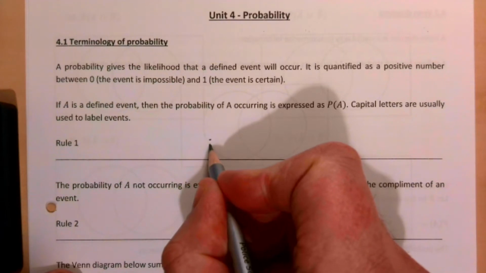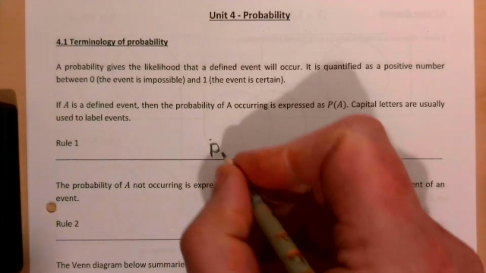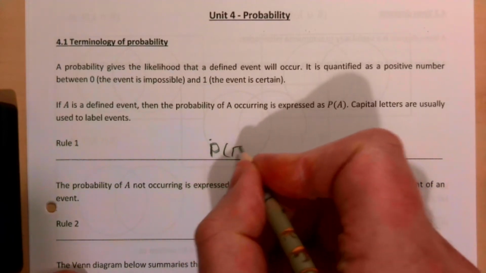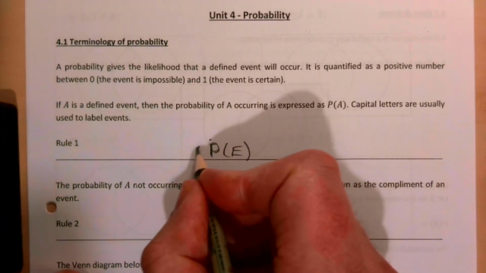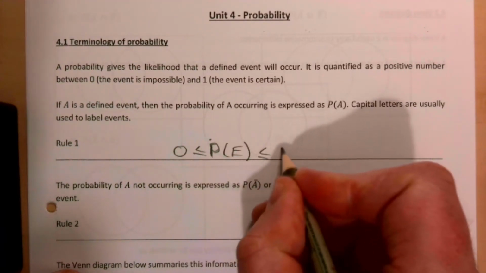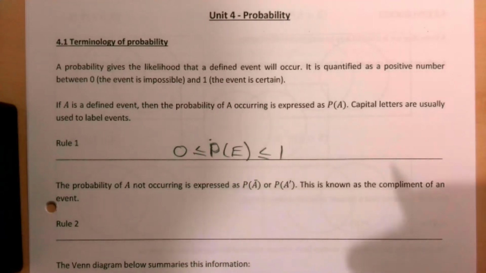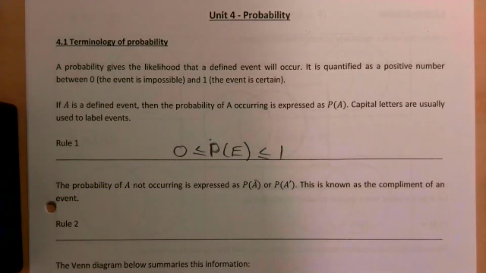The probability of an event happening, that's what we call E. You could of course have A in there. It has to be between 0 and 1. And as you see there, 0, it's impossible, 1, it's certain.